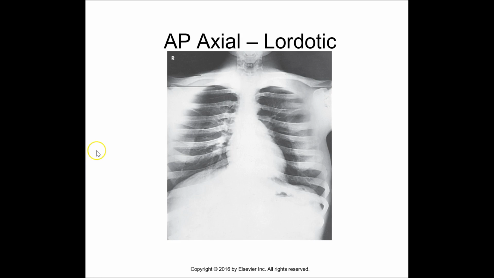So here's the AP lordotic. This is the area that you're concerned about. Right up here is the apices. And you can see in that position how the ribs are horizontal.